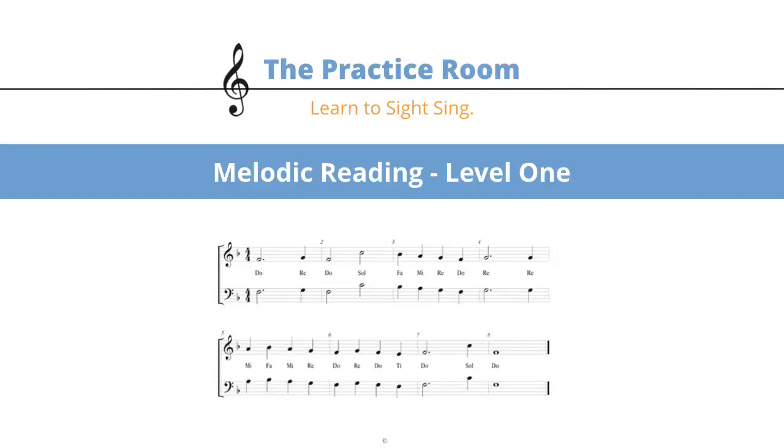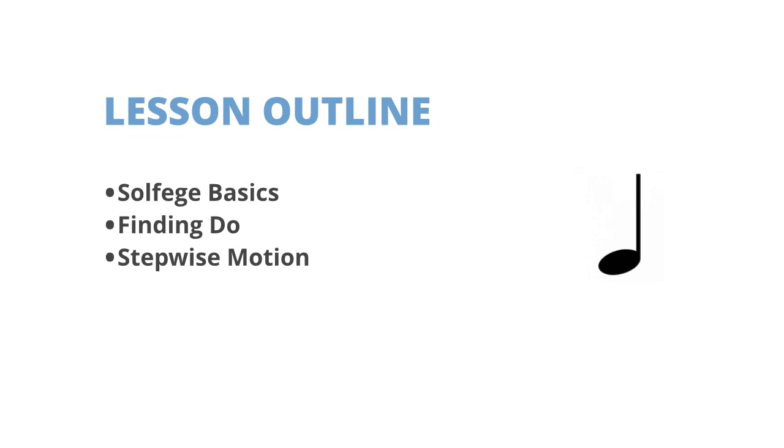During this lesson, we'll finally dig into some sight singing. We'll talk about some solfege basics, and then we'll discuss how to find do. The first sight singing lesson includes stepwise motion, so we'll discuss that as well. Let's go over the basics of solfege first.